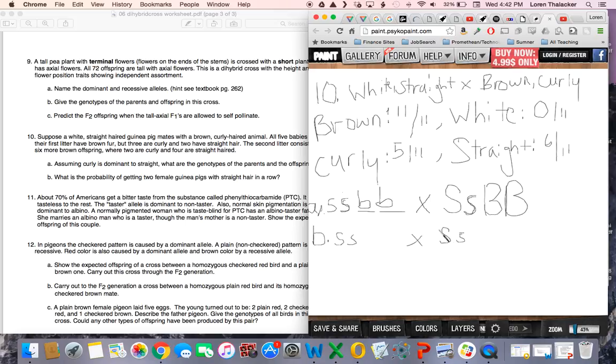But what we need to do now is look at our sex chromosomes. So we know one of them has to be a male, so it's going to have an X and a Y chromosome. And one's going to be a female, so it's going to have 2 X chromosomes.